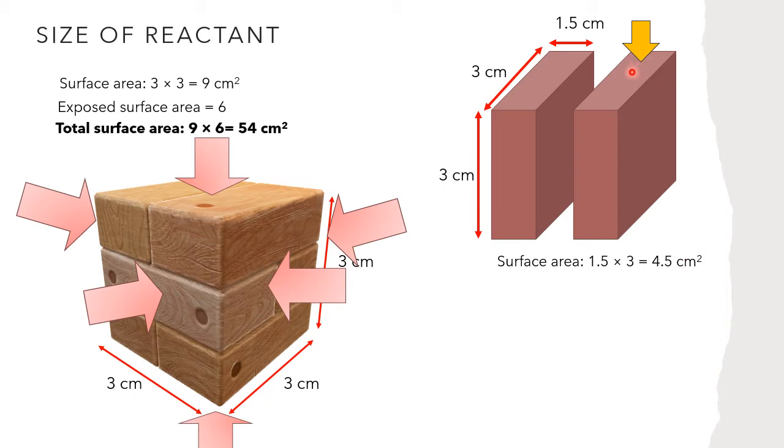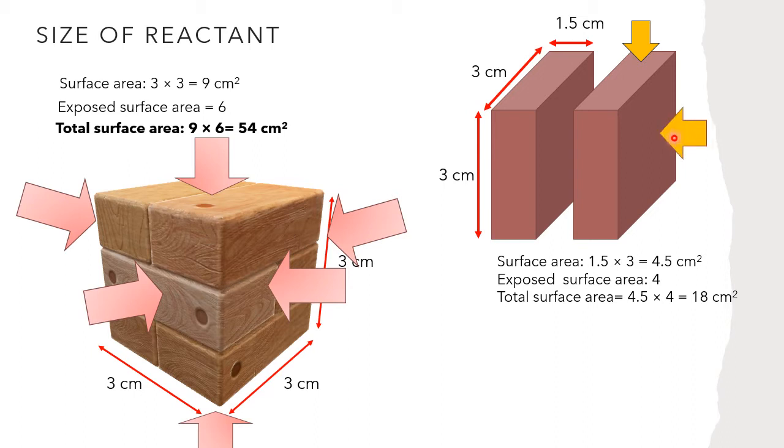Jadi kita nak kira berapa exposed surface area yang bersaiz 4.5. So kita ada 1, 2, bawah, 3, belah sana 4. So exposed surface area bersaiz 4.5 ada 4. Jadi total mesti darab dengan 4 is equal to 18 cm square.